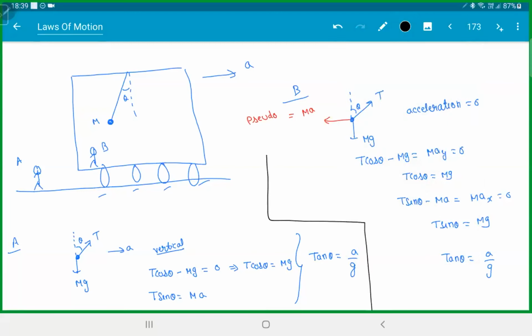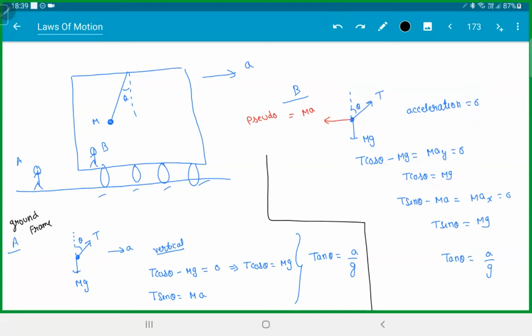You could have solved the problem in the ground frame. You could have solved this in the non-inertial frame. So A is the ground frame. In reality, there are only two forces and one acceleration. But if you stand inside the vehicle, you will think there are three forces and no acceleration. And the third force is not real. That is a pseudo force. I hope everyone is able to get an understanding of what is pseudo force and what is ground frame.